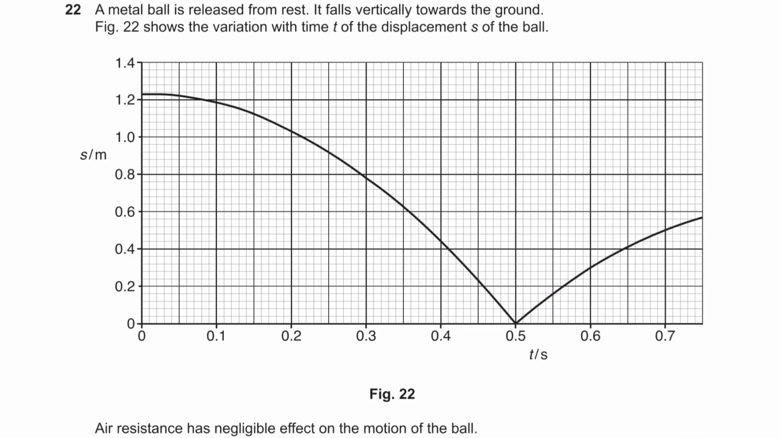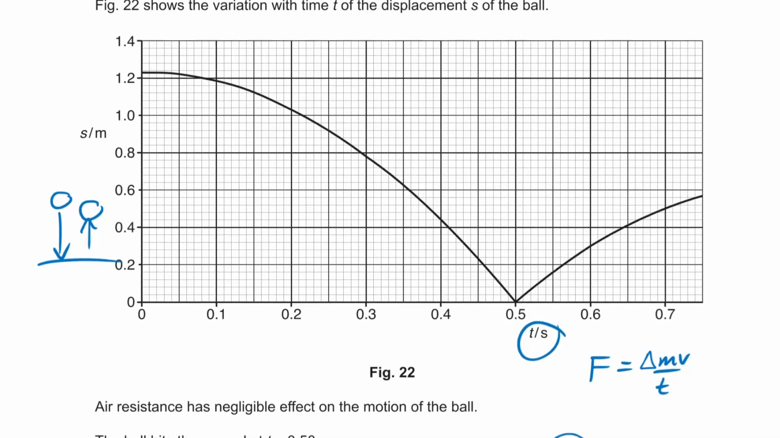22, we have this metal ball. It falls vertically. Now we have this graph and it looks like it's moving sideways, doesn't it? But just remember, it is just falling vertically. The x-axis here is time, not distance. So we have the time it takes to hit the ground. We have a collision time. Interesting, there we go. So chances are we're going to have to do force is equal to rate of change of momentum at some point. And we have the mass as well.